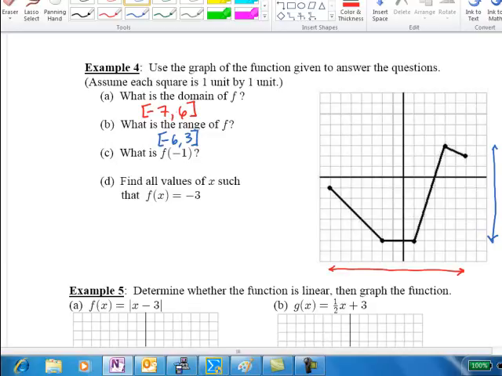f of -1 is the y value when x is -1. So I would go to where x is -1 and find the point on the graph. It looks like y at that point is -6. So I would write f of -1 is -6.